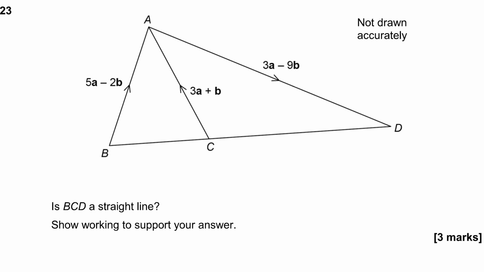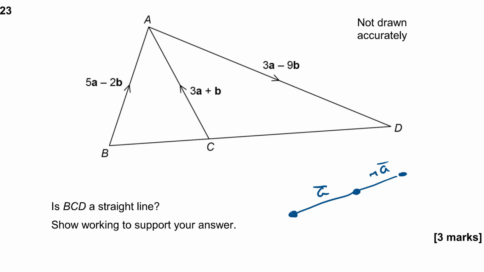Question 23, and we're on to vectors. Is BCD a straight line? Show your working to support your answer. Now, if you want to show that three points are collinear, which means they lie in a straight line, what you want to do is find the vector from one to the other, so let's say that is vector a, then what you want to show is that this one is going to be some multiple of the same vector. Okay, and if you can show that that is the case, then you can say that they're collinear.